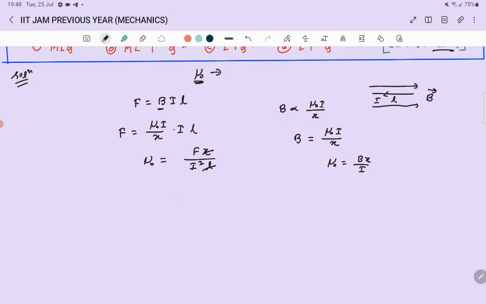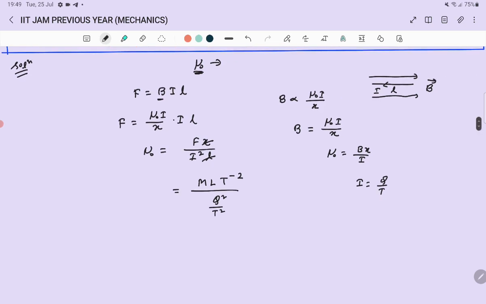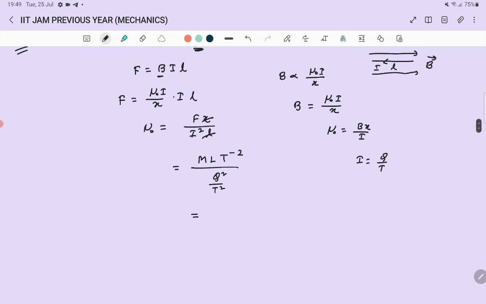So the dimension of F is nothing but m L t to the power minus 2, divided by I squared. You know that I is equal to q by t, so I squared will be q squared upon t squared. This t squared and this t to the power minus 2 will be cancelled out, because if you solve this, you will get just m L t to the power minus 2 into t squared divided by q squared. So it will be just m L q to the power minus 2. This will be your final answer.